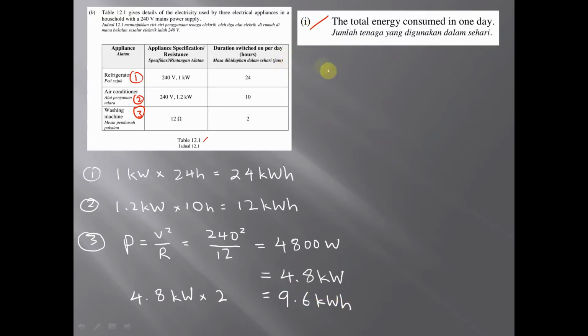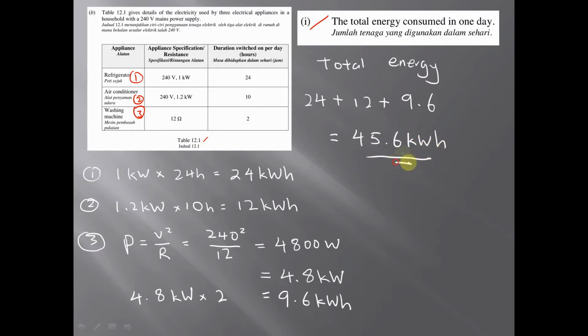Not yet, belum lagi. What's the total energy consumed in that day? Total energy per day is 24 plus 12 plus 9.6. Basically we just take all the values that we have here and add them together. Of course you can use your calculator. You will get 45.6 kilowatt hour, and that's the answer for this first part, the total energy consumed in one day. Or you can say it's 45.6 units.